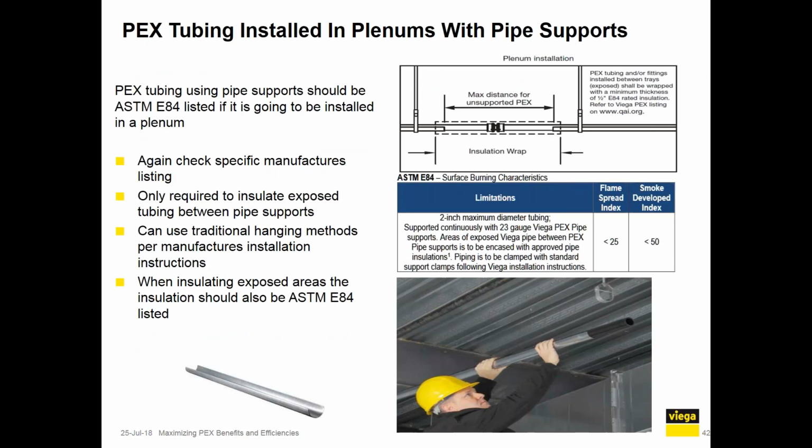If you're installing PEX tubing in a plenum, this is again showing the use of those metallic galvanized pipe supports and the installation into a clevis hanger. You need to make sure that all of these components are ASTM E84 listed. That should include your tubing, your fittings, your galvanized pipe tray, your insulation as well. And all of these things in conjunction enable you to have a traditional hanging method. And you want to follow the manufacturer's installation method in this case as well.